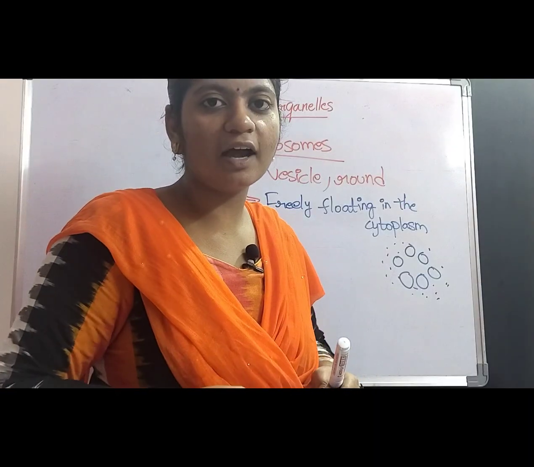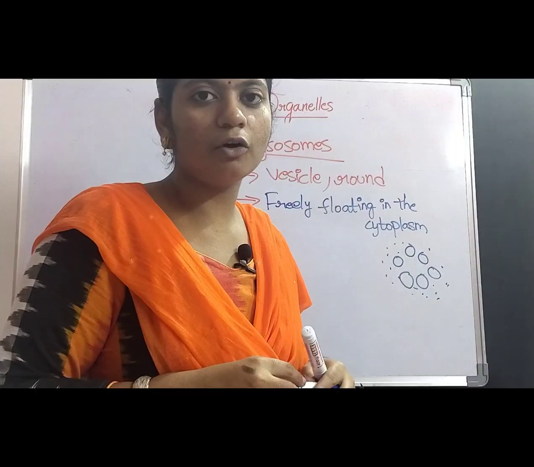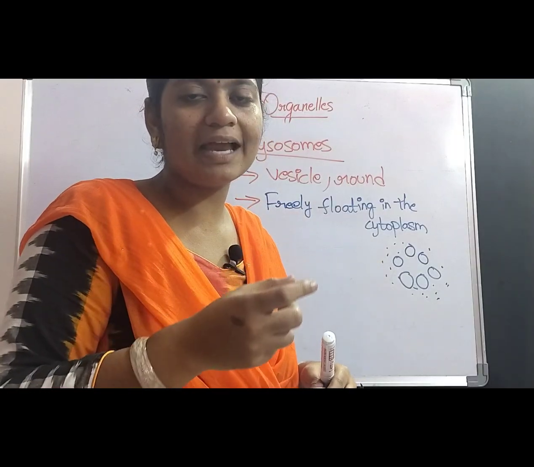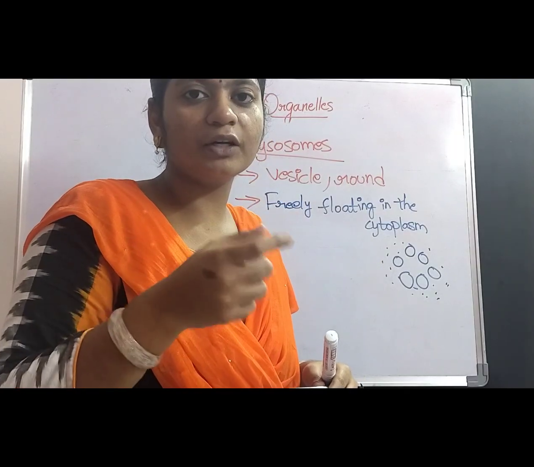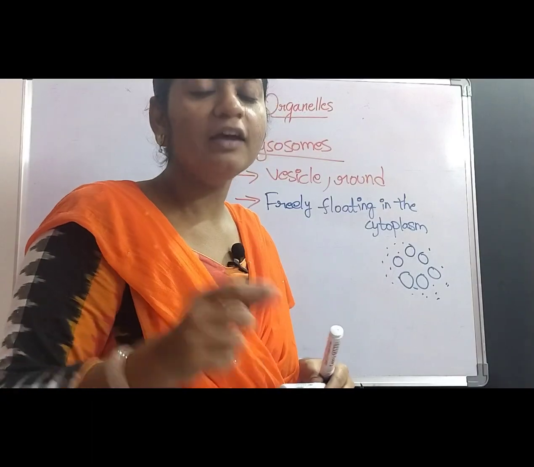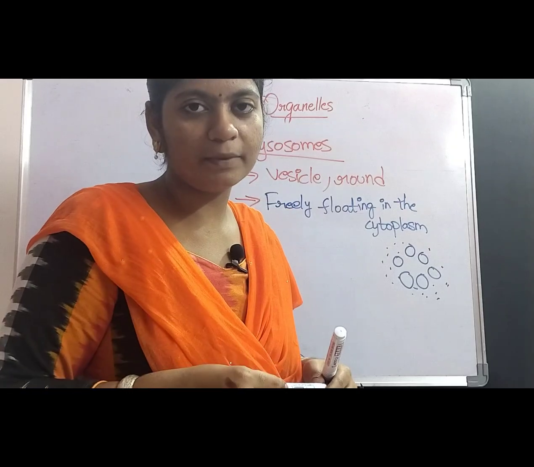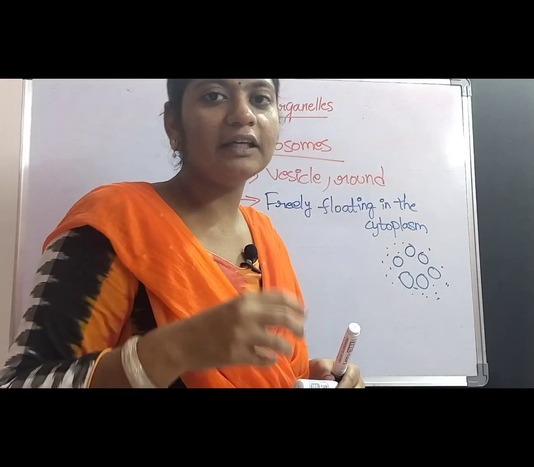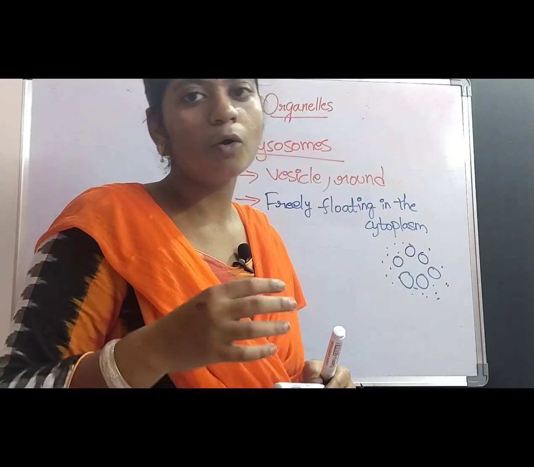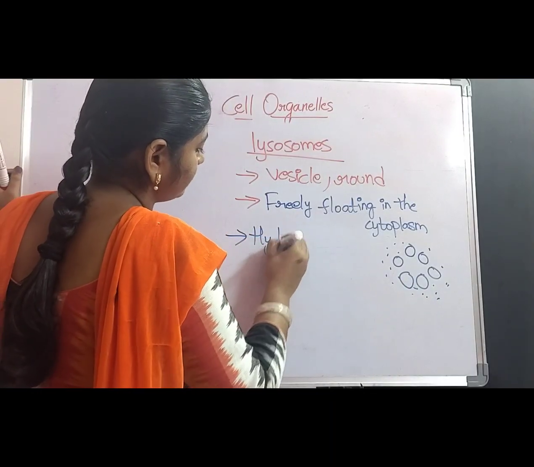Already we have discussed earlier that the Golgi complex processes proteins and lipids. Those processed proteins and lipids get formed into vesicle-like structures. Similarly, in the Golgi complex, not only lipids and proteins are processed, but also hydrolytic enzymes.